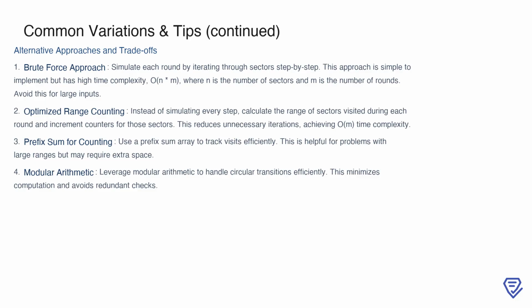Another option is using a prefix sum array to track visits more efficiently. While this can be helpful for problems with large ranges, it does require additional space. Finally, modular arithmetic is key to handling the circular transitions on the track. By leveraging modular arithmetic, you can simplify computations and avoid redundant checks, making your solution both cleaner and faster. Understanding these trade-offs is essential for selecting the best approach for different scenarios.